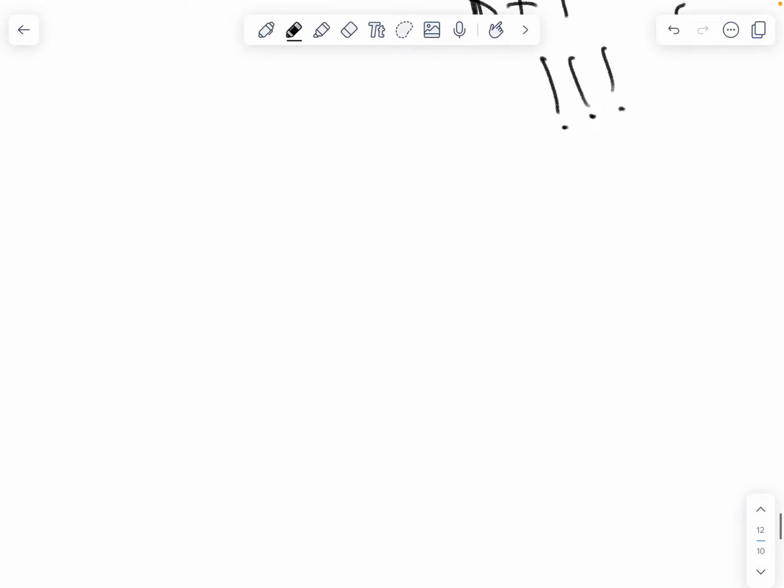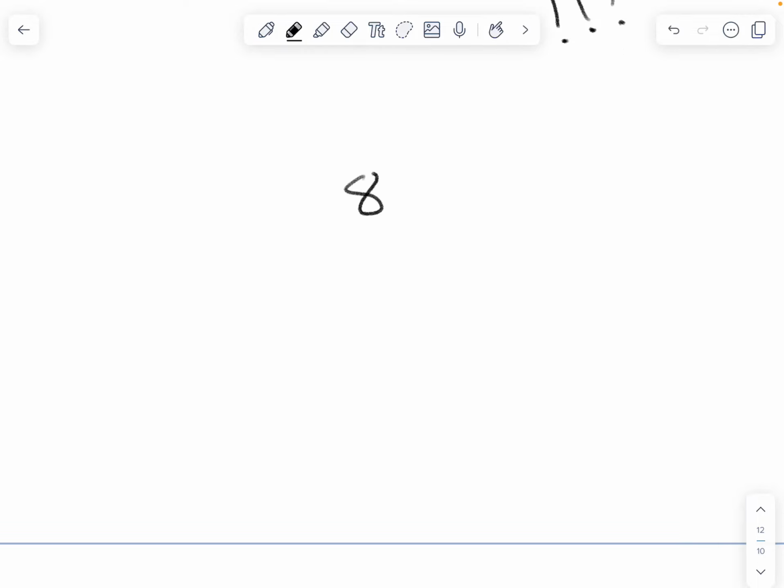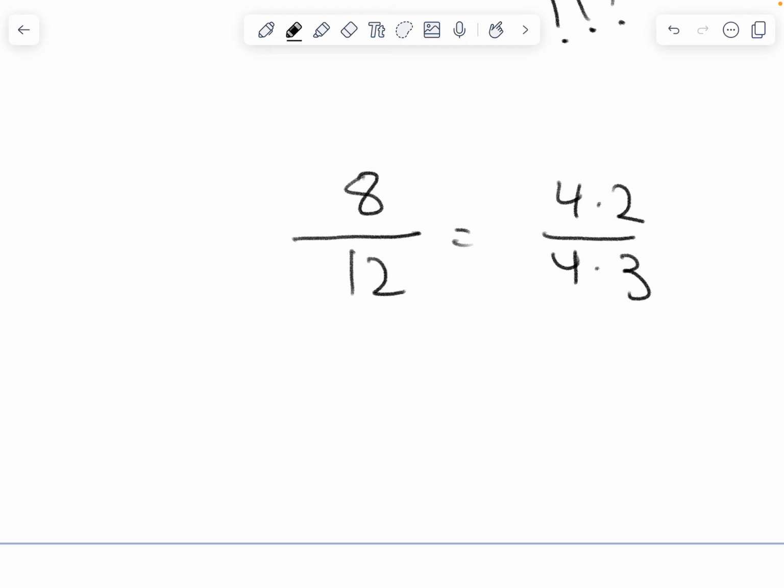As another example, let's do 8 over 12. 8 is the same thing as 4 times 2. 12 is the same thing as 4 times 3. Because 4 is a factor of 8 and 4 is a factor of 12, then they can cancel out. They're common factors of the numerator and the denominator.